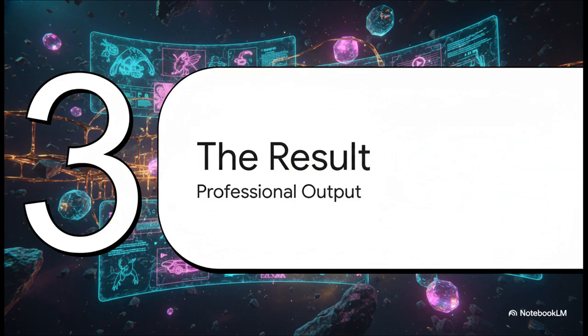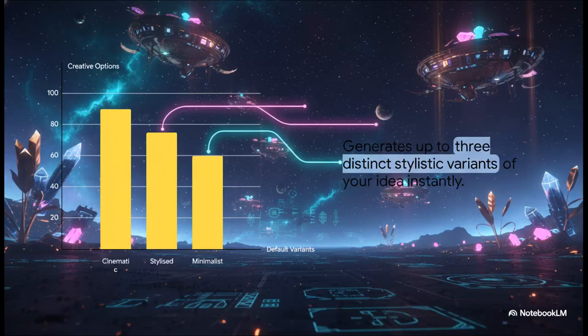Okay, so an easy process is great, but let's be real. What we all care about are the results. And this is where the magic really happens, delivering some seriously professional level output from your simple ideas. For starters, it doesn't just give you one single interpretation of your idea. No way. It automatically generates up to 3 totally distinct stylistic versions. This means you get immediate creative options to pick from, like maybe a cinematic version, a more stylized one, or even a minimalist take, all without having to go back and start from scratch.